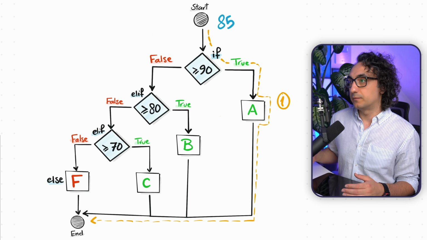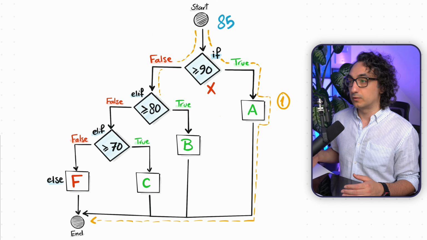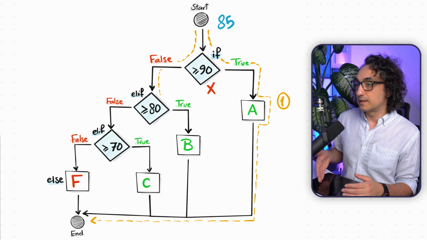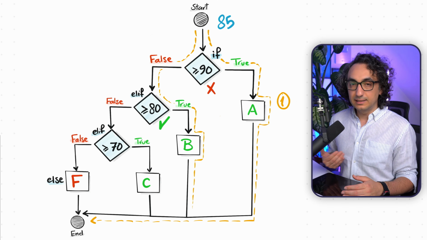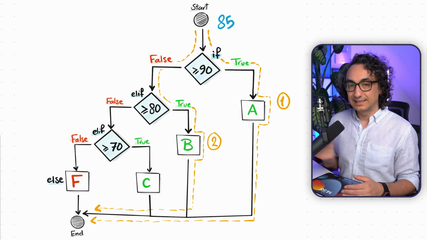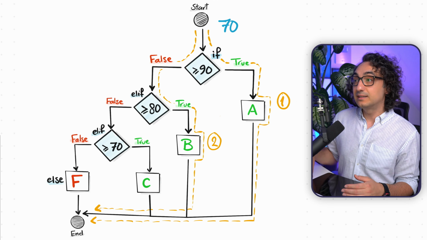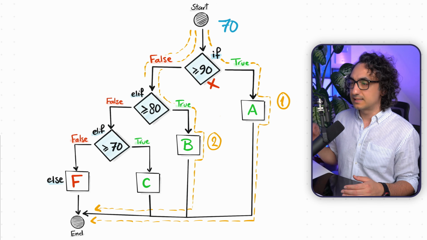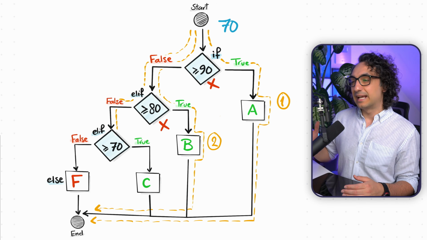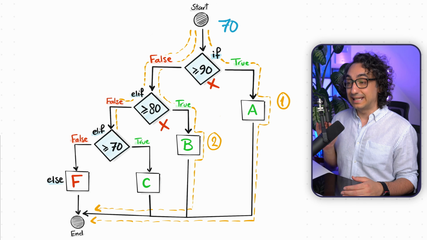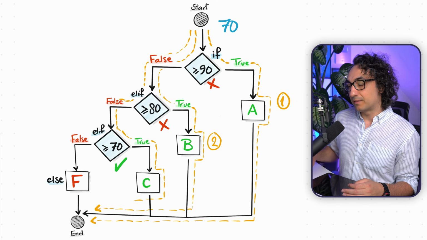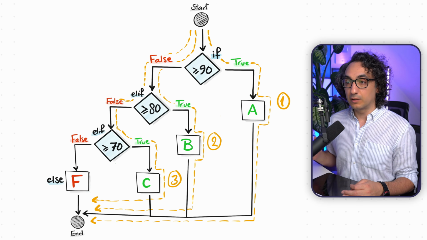So now if you have the score of 85, the first condition is false. Then Python is going to ask the second question. It will be true. And with that, we will get B and immediately break the chain. So get out to the end. Now let's say the score is 70, the first condition is false, the second as well false, and now Python has to ask the last question. Is it equal or higher than 70? Well, yes. So that means it's going to go to the path of the true and assign C without executing the else.